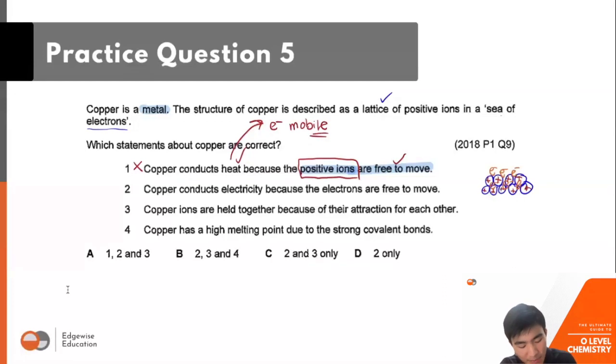Now, number two, copper conducts electricity because electrons are free to move. True or false? Okay, Andy, I see your answer. Okay, good. Okay, Melody, I see your answer also. Okay, Sarah, I see your answer. Okay, Alina, I see your answer.